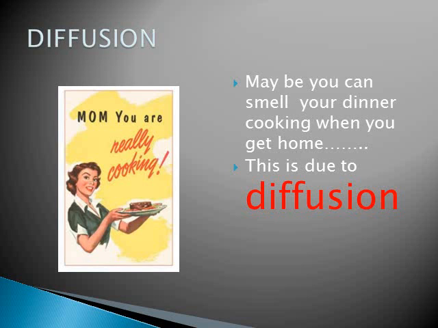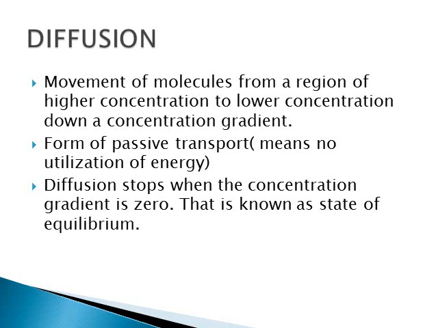Maybe you can smell your dinner cooking when you get home, and it's just because of diffusion. So what is diffusion? Diffusion means the movement of molecules from a region of higher concentration to lower concentration down a concentration gradient. It's a form of passive transport. Passive transport means no utilization of energy. And diffusion stops when the concentration gradient is zero. This is known as the state of equilibrium.